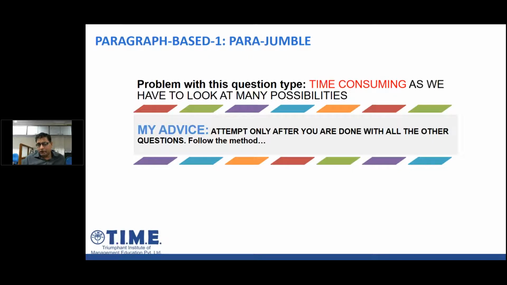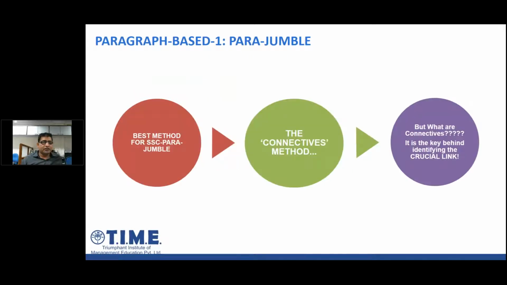I have a simple method for you. This method is particularly suitable for SSC para-jumbles. This may not be suitable for anything higher. I'm not saying that this is a blanket method for all para-jumble questions in the world. This is best suited for the kind of para-jumbles that are given in SSC. There is something in SSC para-jumbles which is very important, and that is the connectives. So I call this method the connectives method. But what is a connective? What do we mean by connective?